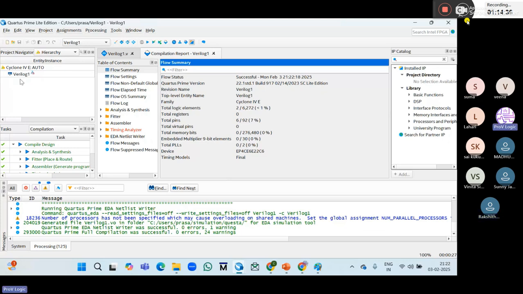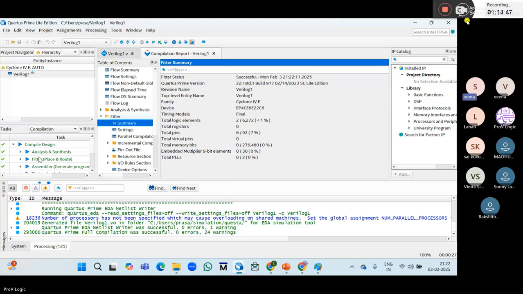You need to select that particular design here and need to come here. You need to select which design you are compiling. Yeah, that only is not showing for me. Okay, I will check. Yeah, thanks.